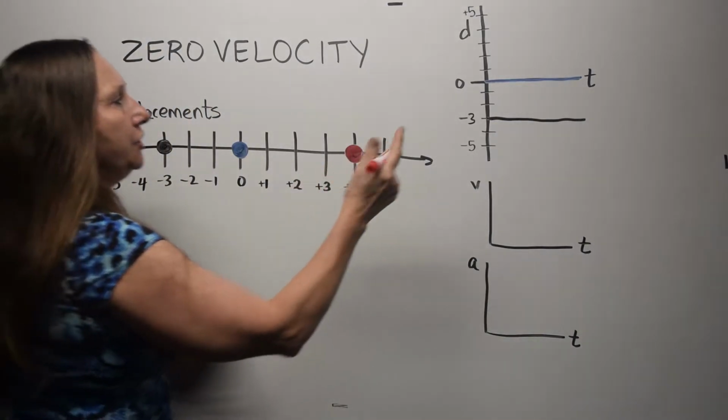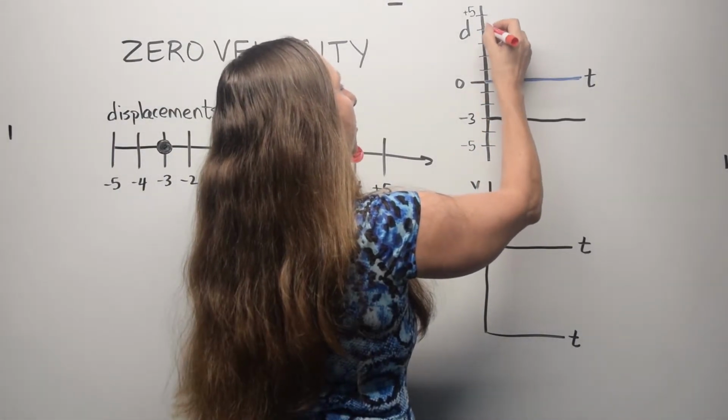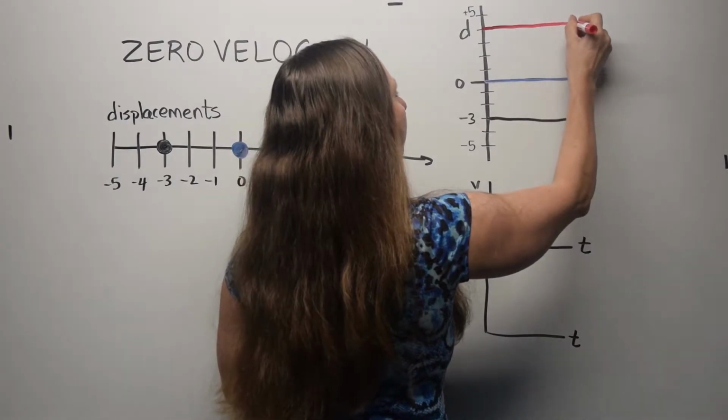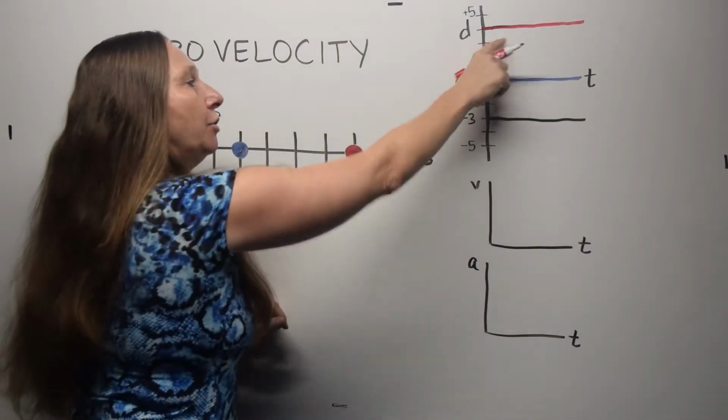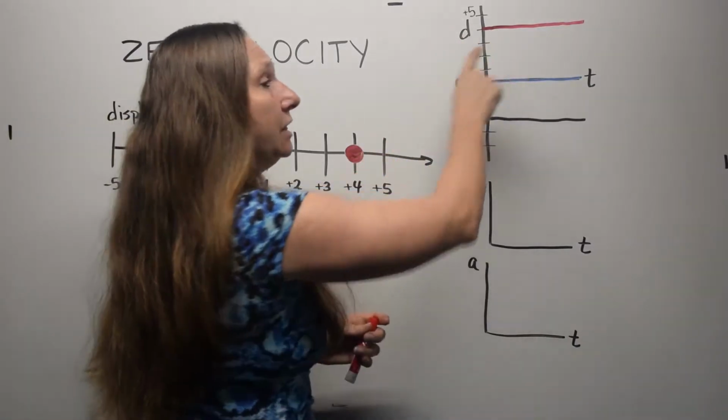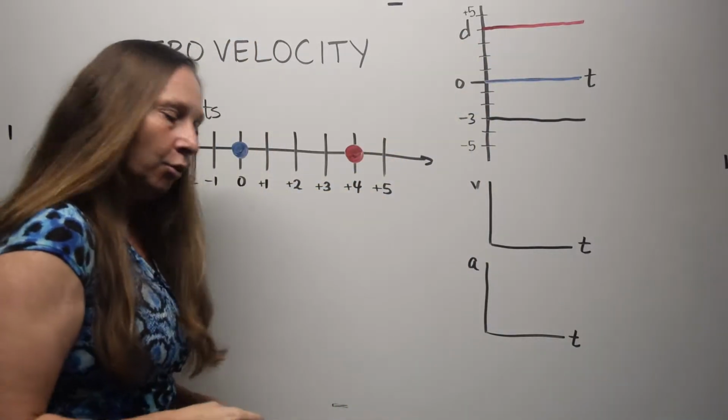Now this person is standing at 4, right up here, +4. So this person stands at 4, stays at 4, still at 4. As time goes by, this person is still at +4. This person's displacement has not changed. This person has not moved.